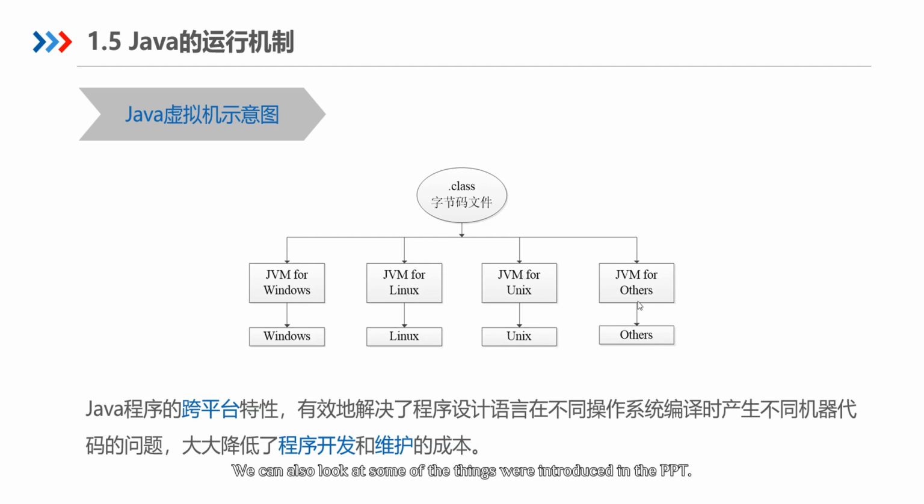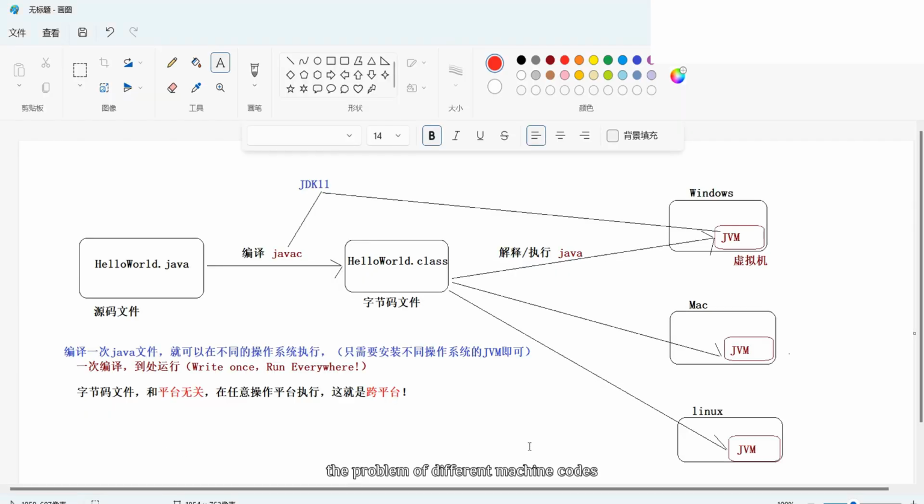We can also look at some of the things introduced in the PPT. There are different kinds of JVM, such as JVM for Windows, JVM for Linux, JVM for Unix and others. So based on the cross-platform feature of Java programs, it effectively solves the problem of different machine codes of programming languages on different operating systems, and greatly reduces development and maintenance costs. Look at this chart, we all know some of its advantages. Okay, let's talk about the whole Java implementation process here.